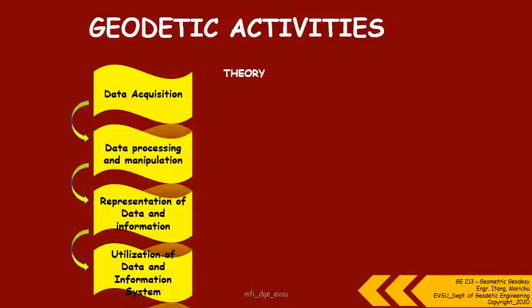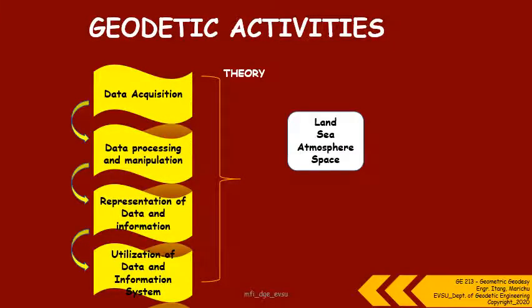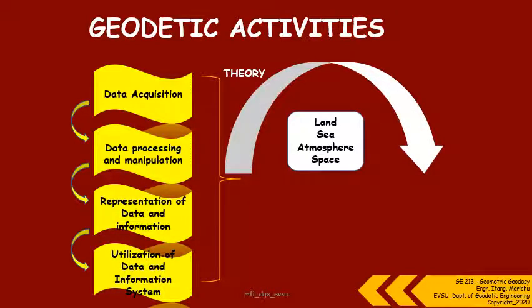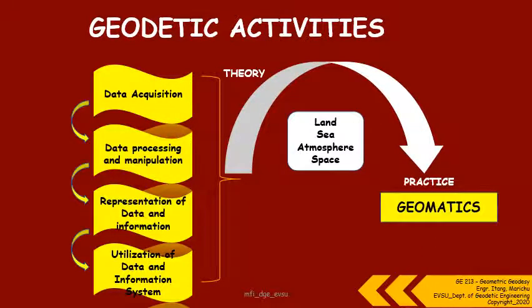So we do not conduct this in practice. Well, in practice, we apply this method, data acquisition and data processing, to the surface of the Earth. For example, we can acquire data on land, at sea, in the atmosphere, in space, and we process those data, represent those data in maps, and utilize this data in a type of information system. So the practice would be this theory becoming practice. This term is now called geomatics.